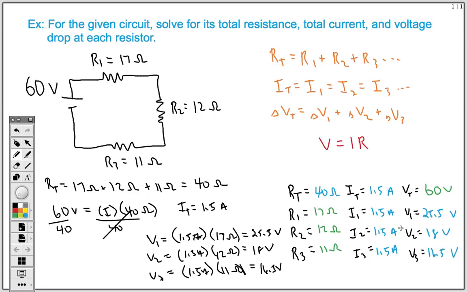Okay. So in review, when dealing with these series circuits, we have to keep in mind our 3 rules. For resistance, we add them all up to get the total resistance. For current, the current's the same at every point in the circuit, and we have to add up all of our voltage drops to get the total voltage. We use this in relation to Ohm's law to solve all of our missing values.